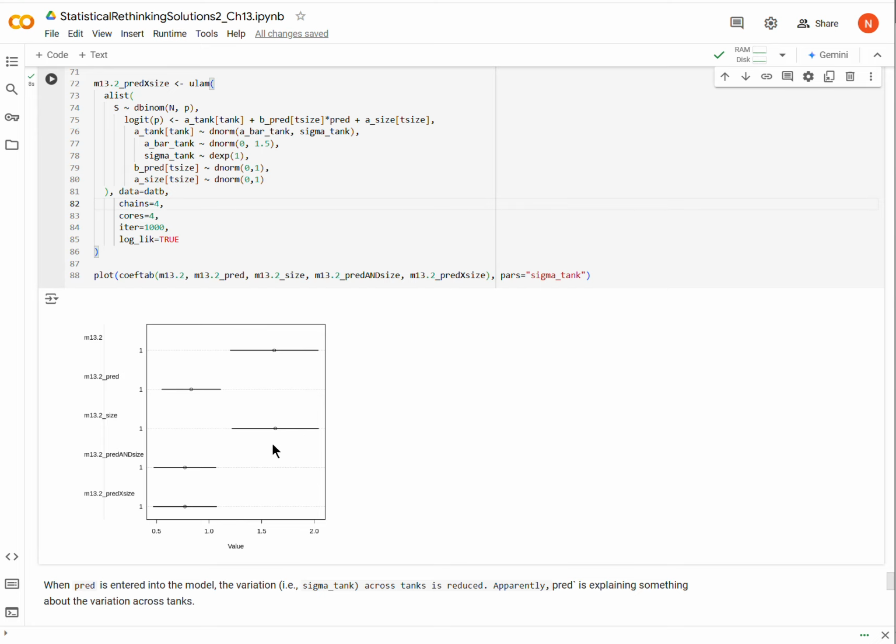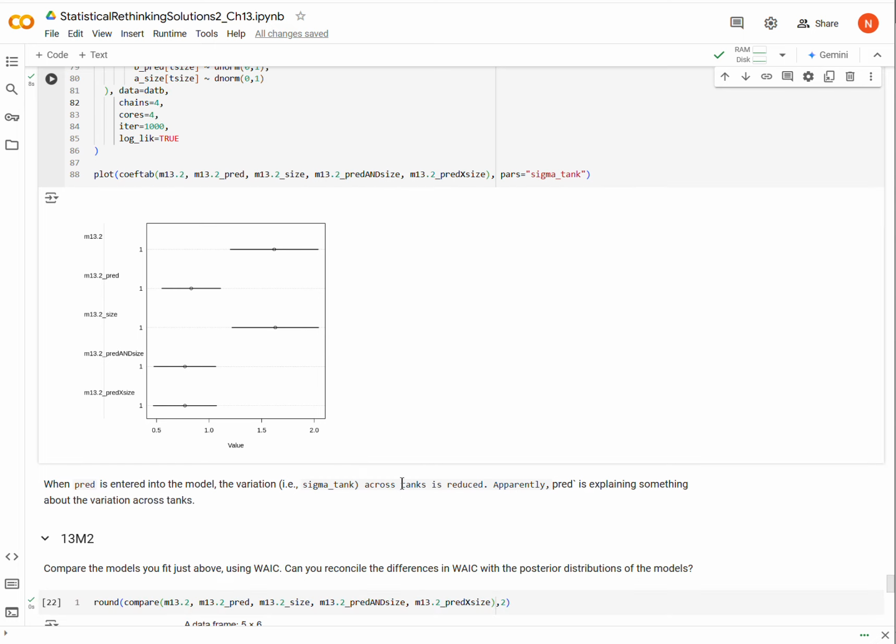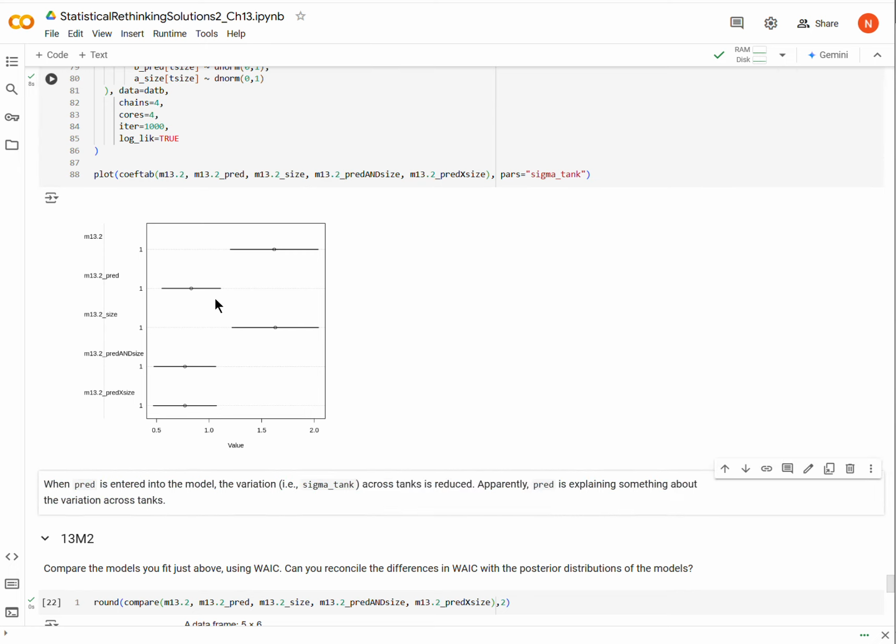You get this very distinct pattern, where whenever the model includes predation, here, here, and here, the variation across the tanks is reduced compared to when predation is not in the model. So this suggests that predation is actually doing some work, right? Because it's reducing the unexplained variation sigma across tanks.